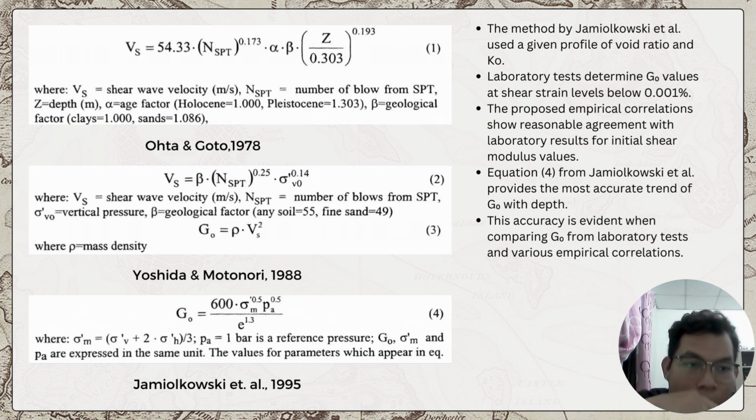Equation number 4 from Jamiolkowski provides the most accurate estimate of G0 with depth. The accuracy is evident when comparing G0 from the laboratory test and the various empirical correlations.